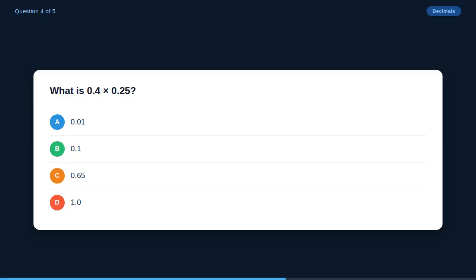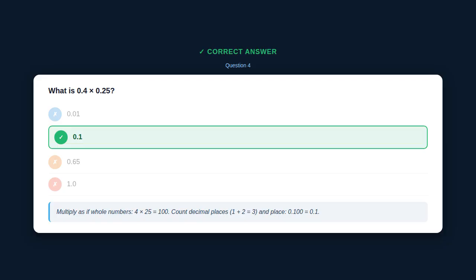Question 4 of 5. What is 0.4 times 0.25? Option A, 0.01. Option B, 0.1. Option C, 0.65. Option D, 1.0. Take a moment. The correct answer is B, 0.1.